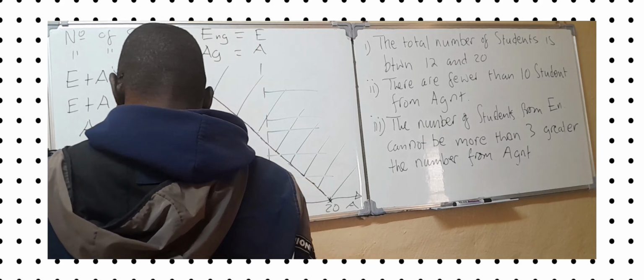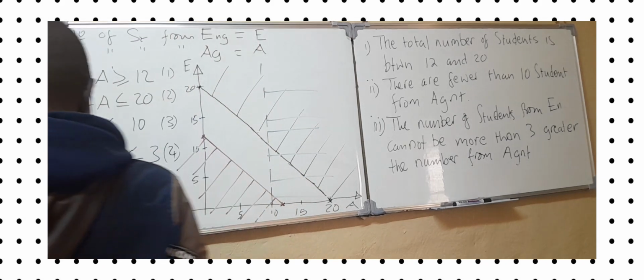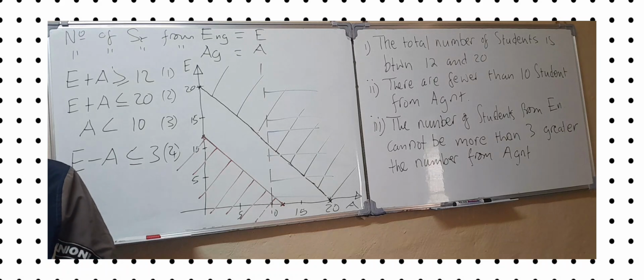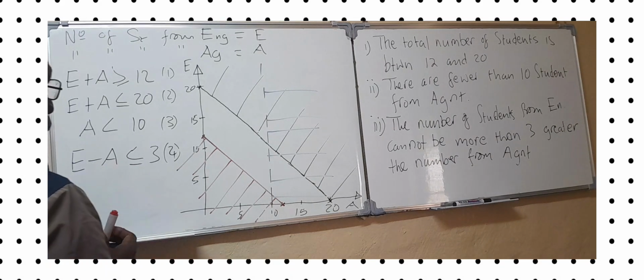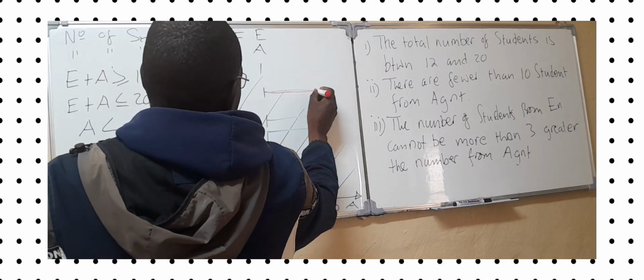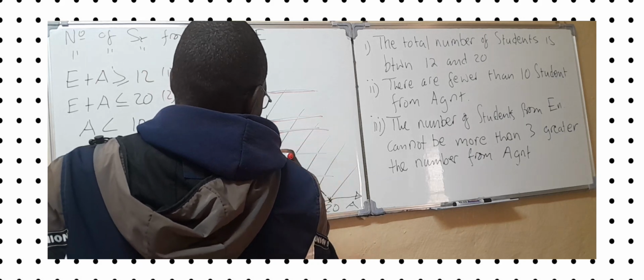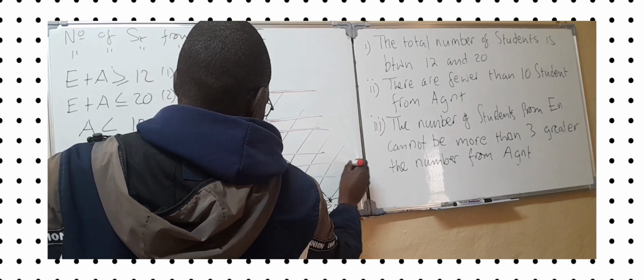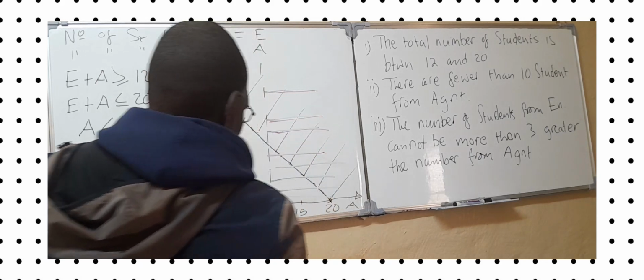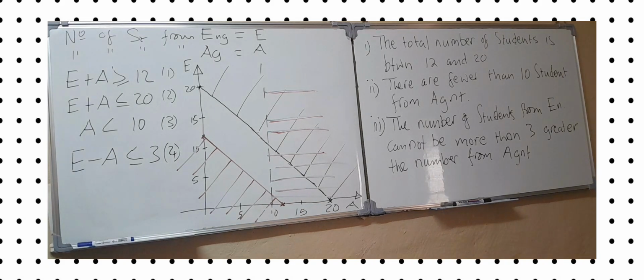Oh, my blue is just, let me see if we can make it red. It doesn't really matter. So let's make it red, okay? So all this, we don't want this. We don't want that, right? We are left with one line to plot. E minus A is less than or equal to 3. So we will plot the line E minus A is equal to 3.